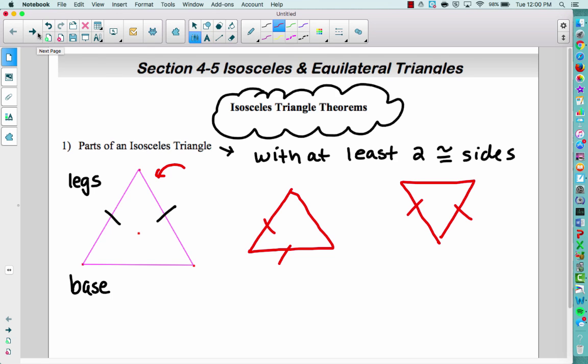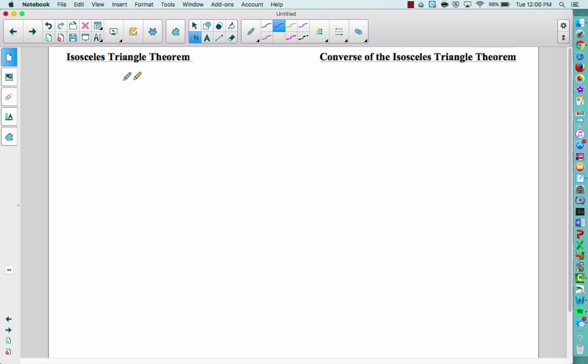Okay, so we've actually talked about the isosceles triangle theorem and its converse already, but I'm going to state them for you. So the isosceles triangle theorem says that in any isosceles triangle, so we're going to say A, B, and C, if I give you these two sides congruent, then the angles opposite those sides are therefore congruent. So let's state that.